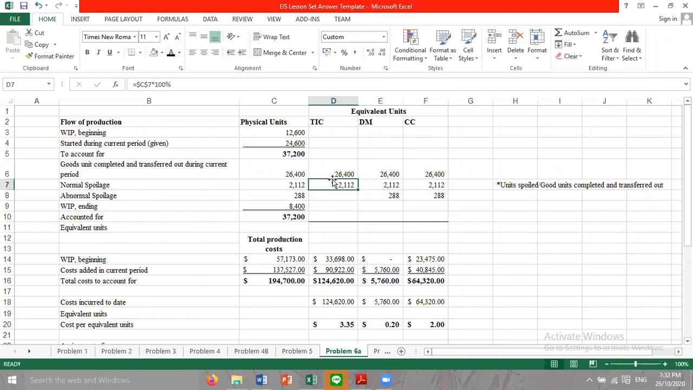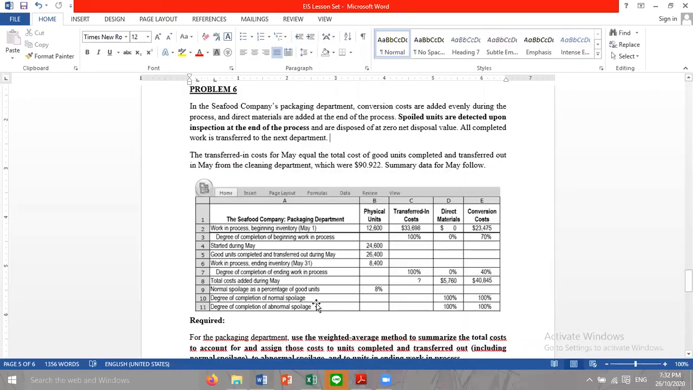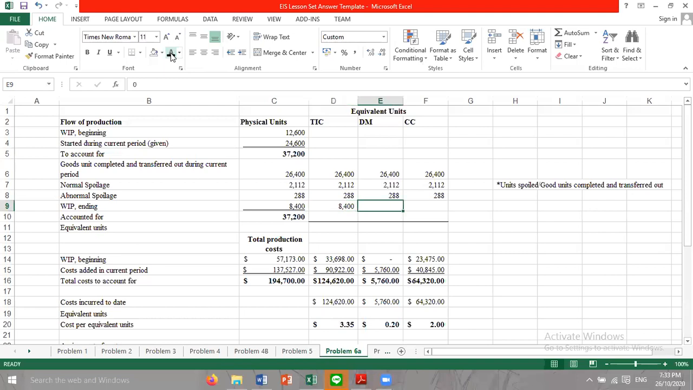Remember, in weighted average, usually transferred in cost is always 100% degree of completion. So it's just 100%, easily. How about WIP ending? Same principle. We find the degree of completion. In this case, the degree of completion is 100%, 0%, and 40%. So we just multiply it by the physical units. All in all, we get a total of equivalent units as this. Remember, in weighted average, equivalent units of transferred in costs will always be equal to the units accounted for or to account for.